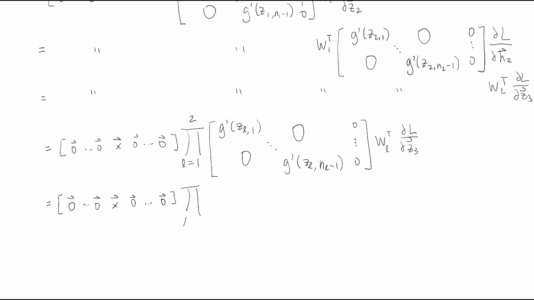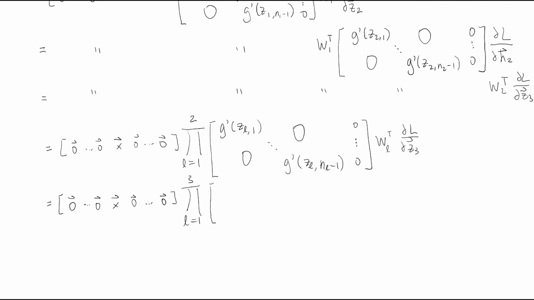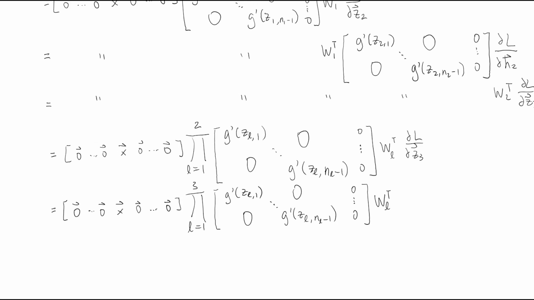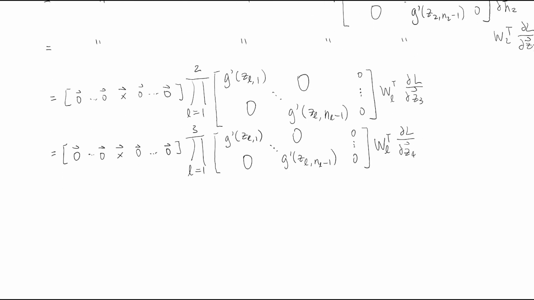And now our product is going to go from L equals 1 to 3 of G prime of Z L 1 up to G prime of Z L and L minus 1. Okay, so because we have included two more terms, we still need the WL transpose. Now we have included two more terms in this product, so we can increment the index on the Z. So this is going to keep going. Each time we increment the index for Z, we're going to get two more terms in this product. So then we keep going until the very end in the last step.